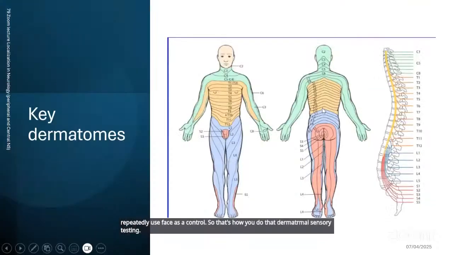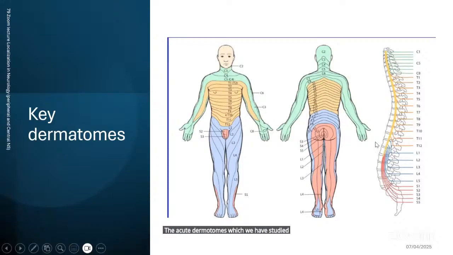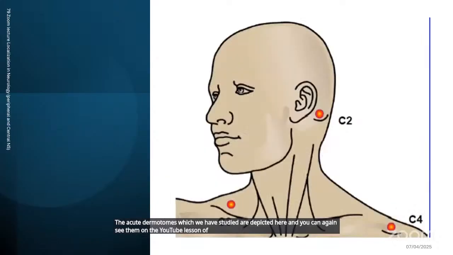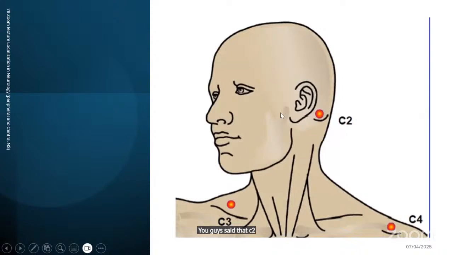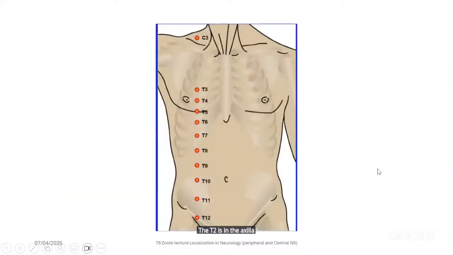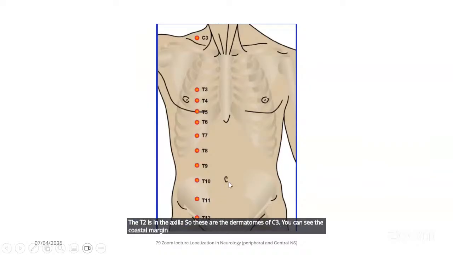The key dermatomes which we have studied are depicted here, and you can see them on the YouTube lesson of this class. C2 and C3 are the angle of the jaw, the shoulder is C4, C7 is the middle finger, C8 is the little finger, C6 is the thumb, and C5 is on the lateral aspect, and T1 on the medial aspect of the cutaneous distribution. T2 is in the axilla. The costal margin is T6 and the umbilicus is T10, and below that, L1 is the groin.